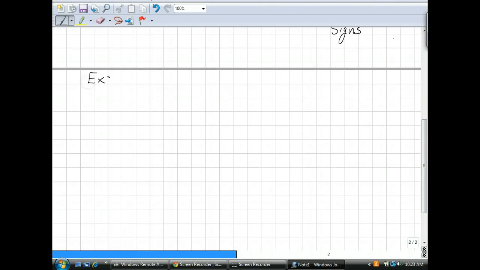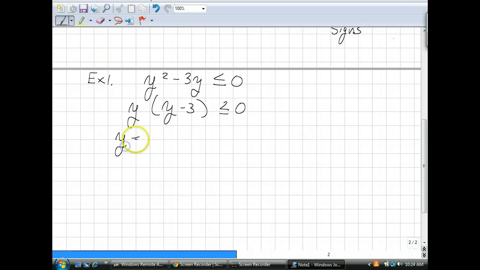So example 1. I have y squared minus 3y is less than or equal to 0. So just like with polynomial equations, we want to get 0 on one side by itself and everything else on the other side. Then, just like polynomial equations, the next step is to factor. So first step in factoring is look for common factors. So there's a common factor of y, so we factor that out. Then, just like with polynomial equations, we take each factor, set it equal to 0.